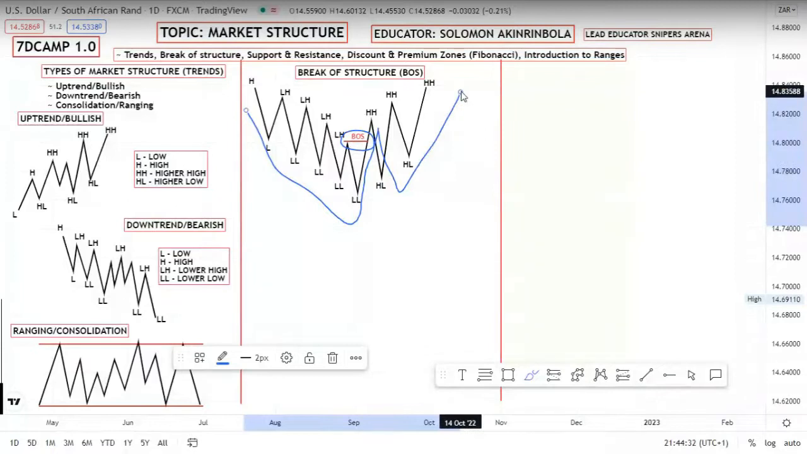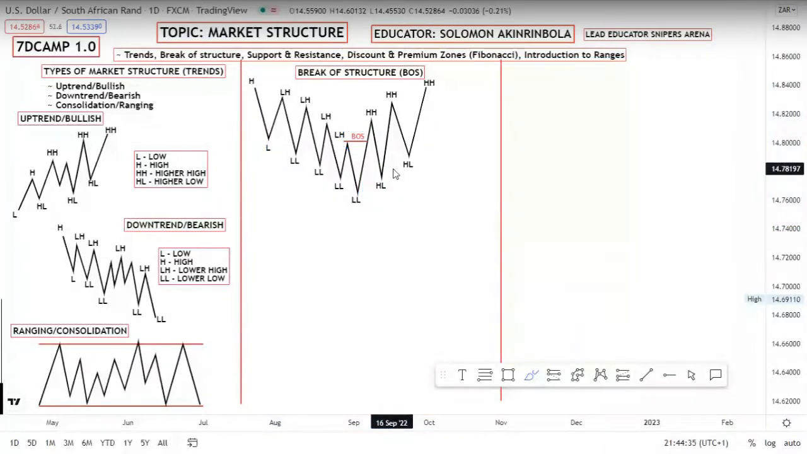Do you understand? Break of structure means change in directional structure. Simple. Change of character means change in directional character or structure. Simple. When you say someone changed character, it means the person was doing something before and he's not doing that thing again, but he's doing something else. Guys, you understand? I believe you do.